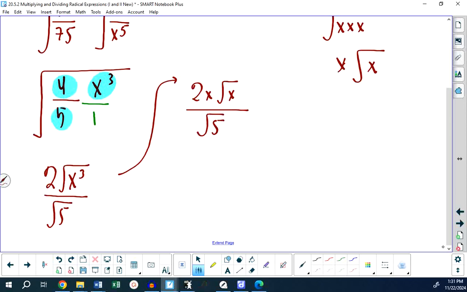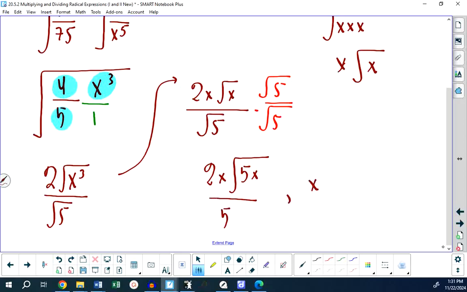Is that satisfactory for an answer? No, because there's a radical in the denominator, and we don't want that. So I multiply the top and the bottom by that radical. And on the top, that 5 can join forces with the x underneath the radical sign, and the denominator is 5.